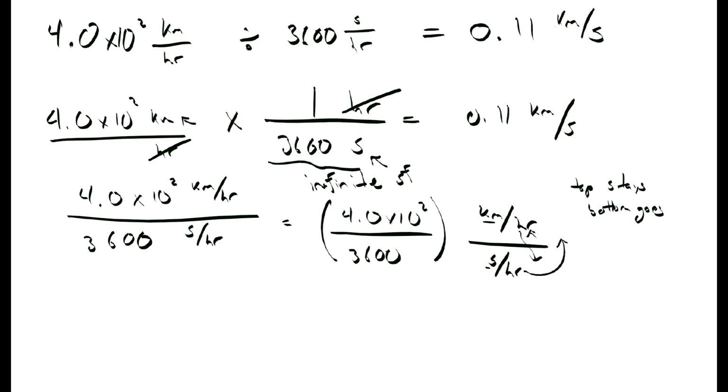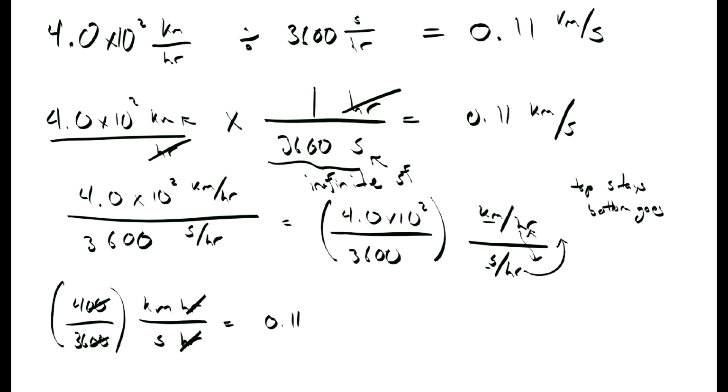Kilometer and seconds are going to stay where they are, giving us 400 over 3,600 kilometer hour over second hour. And once again, we have something on the bottom and something on the top. They disappear. 4 over 36 is 1/9, and that gets us 0.11 kilometers per second.